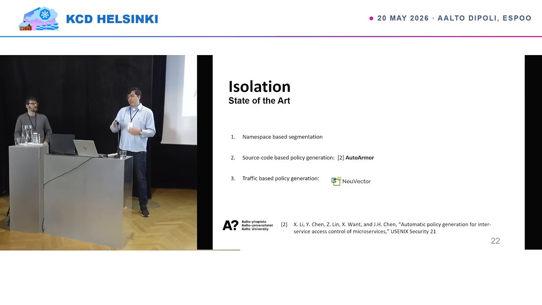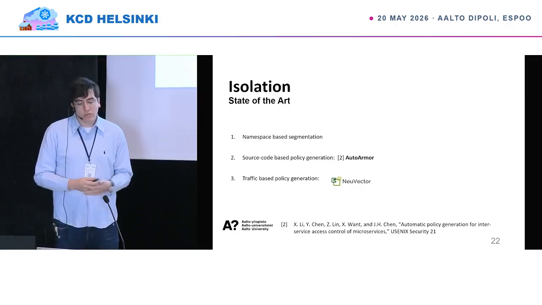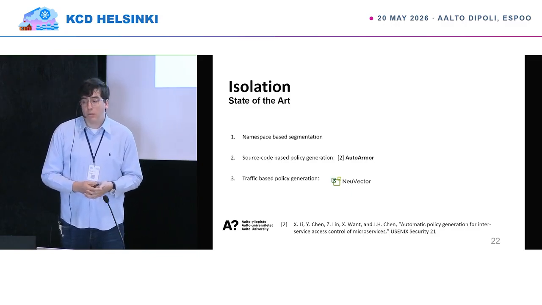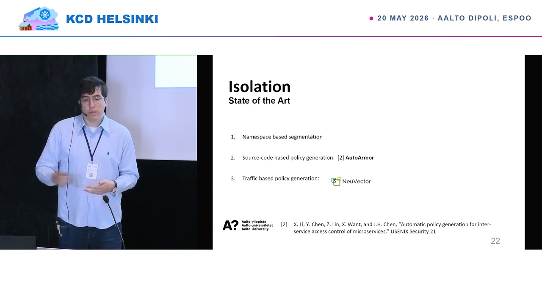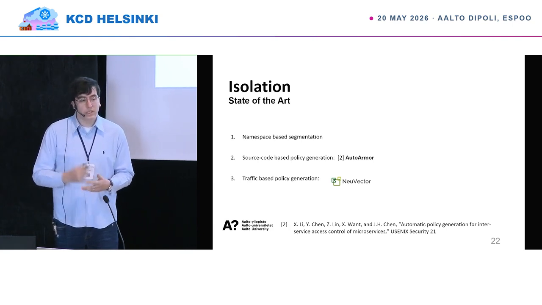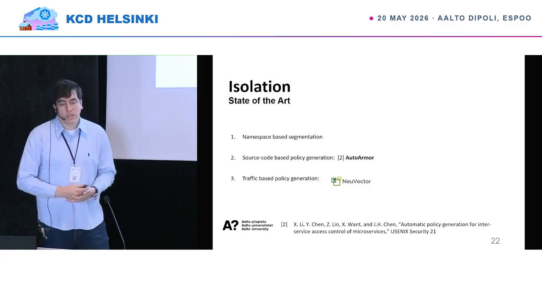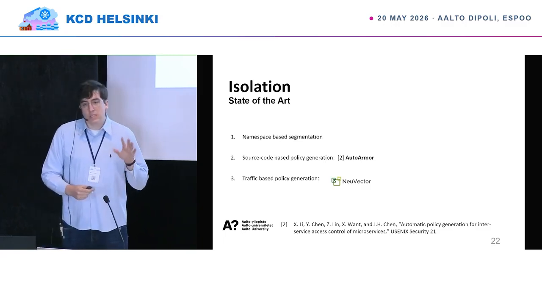Then we have tools like, for example, source code-based policy generation, that take a look at the code and then try to create those network policies based on the code of the applications. And then also traffic-based policy generation, with Neuvector being one of the available commercial solutions, that basically sniff the traffic, or maybe you have the traffic already logged, and then they generate network policies based on that information. So this was the state of the art when we started working on this problem.